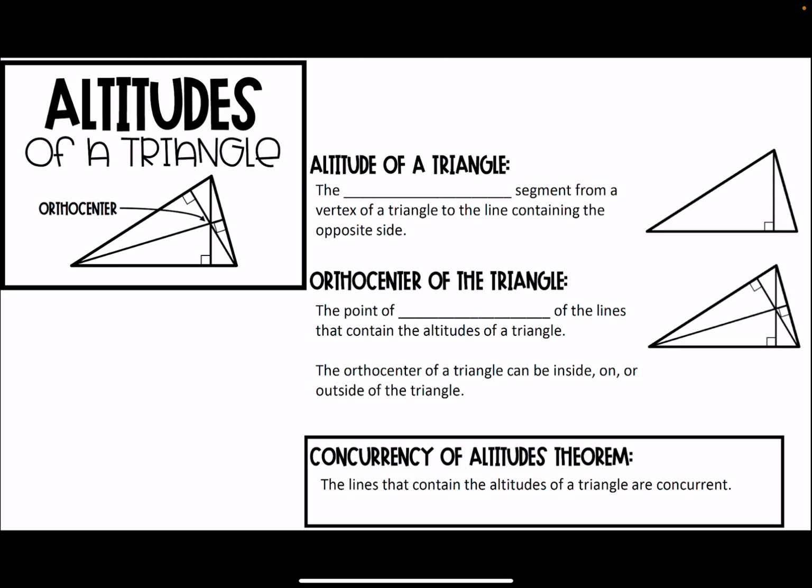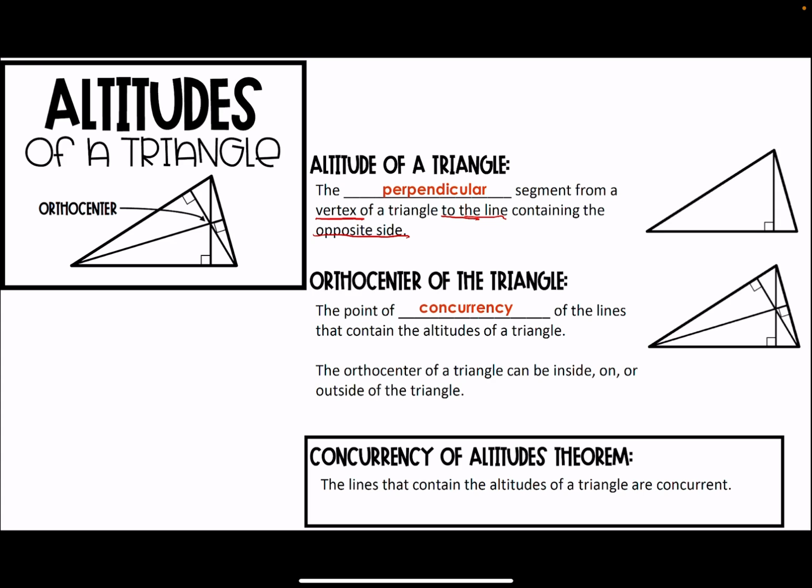All right. Altitudes of a triangle. The altitude of a triangle is created from the perpendicular segment from a vertex of a triangle to the line containing the opposite side. And you'll typically see this, especially when you're learning Pythagorean theorem or when you're working with right triangles. You'll also see it when we get to trigonometry.